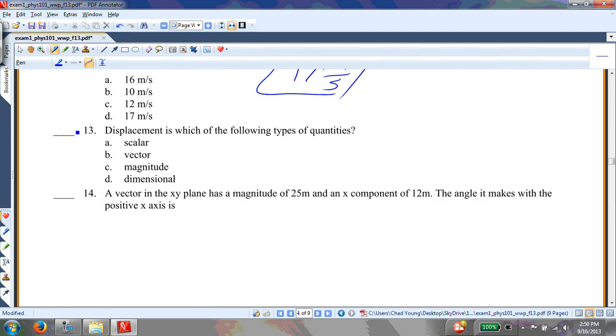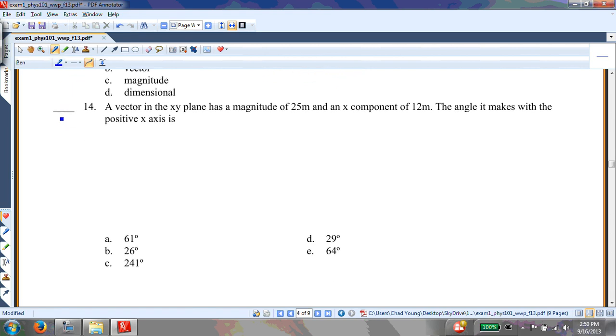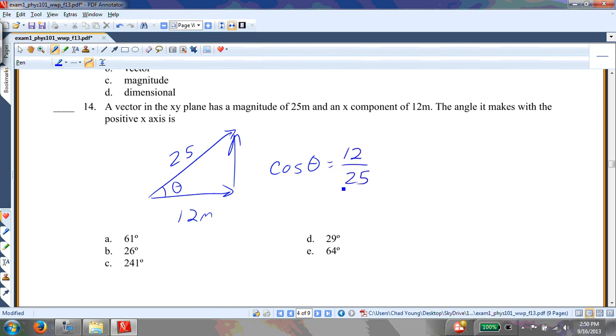Displacement is which of these following types? Displacement is a vector quantity, so 13 is B. Vector in the xy plane has a magnitude of 25 and an x component of 12, so we'll cite this, 25 on magnitude. The x component is 12. I want to know what is this angle. Let's say the cosine of theta equals adjacent over hypotenuse, that's 12 over 25. So theta, we get 61 degrees, so it's A. It's 14.